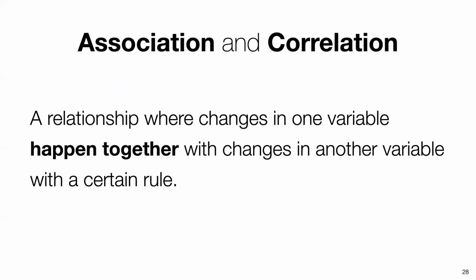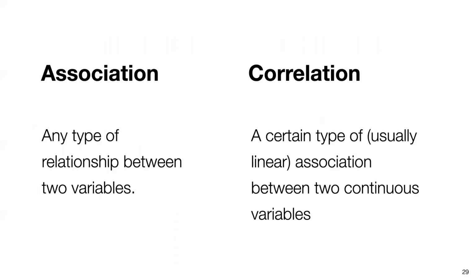So this is about a relationship where changes in one variable happen together with changes in another variable with a certain rule. And association and correlation, sometimes we mix them, sometimes we separate them.